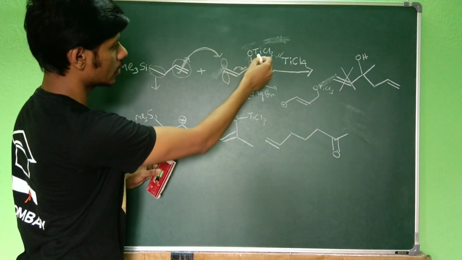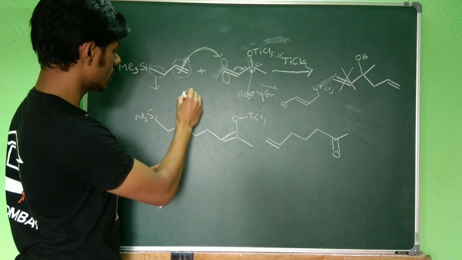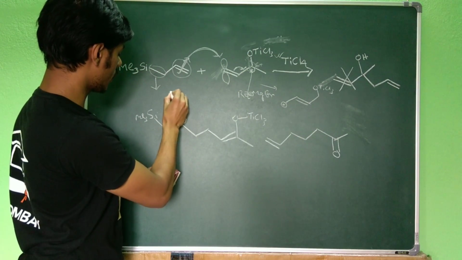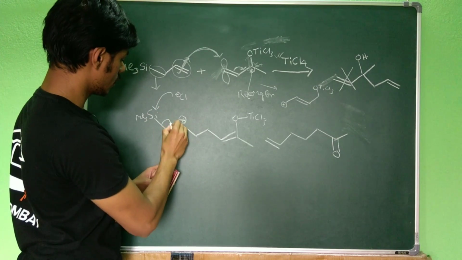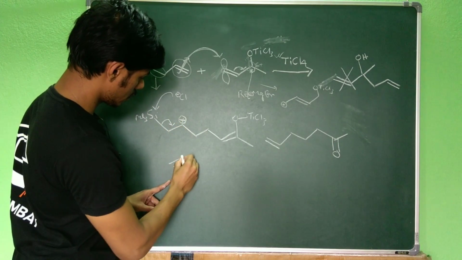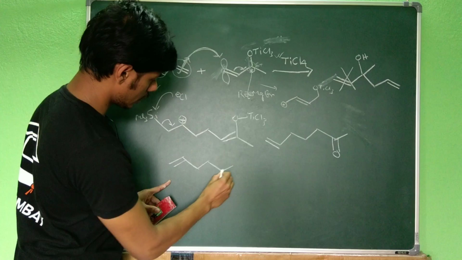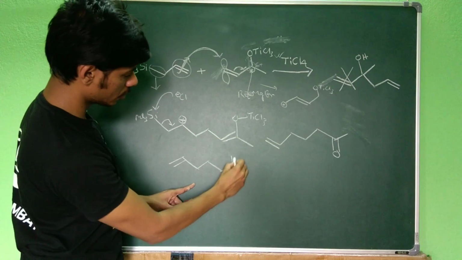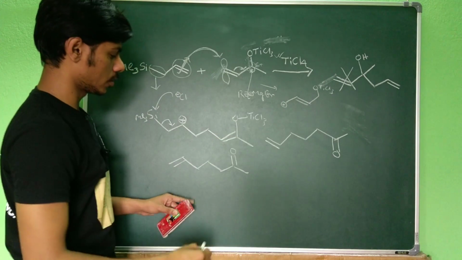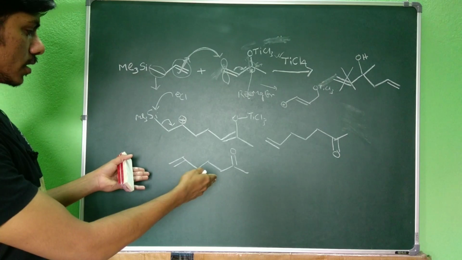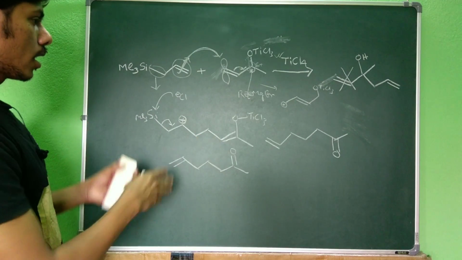By this attack you can see one Cl minus is removed, that Cl minus will come back and attack over here. Now it will go here, so you will get this, and now here the tautomerization can happen to give you this carbonyl compound. So this is how you will get this particular product, you can see.